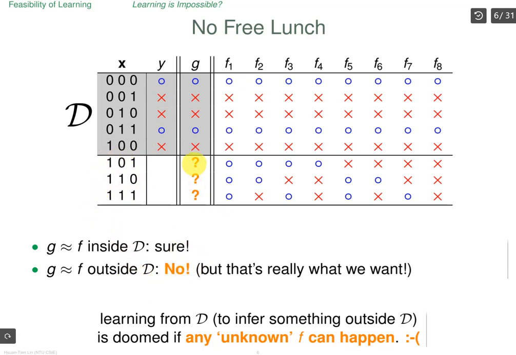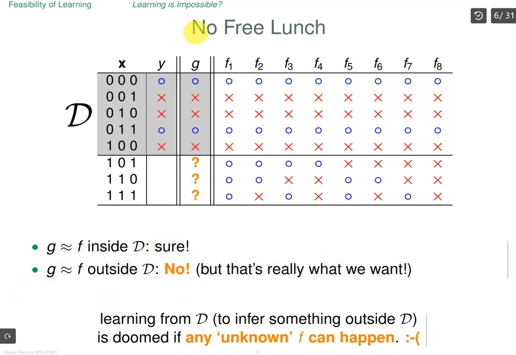There is no way to guarantee or make sure that the answer provided by G will be equal to one of these 8 possible target functions. But that is what we want. That is the core question in machine learning. We want to learn G from the data such that it will approximate the target function F outside the data. So, unfortunately, learning from data is doomed if any unknown F can happen.